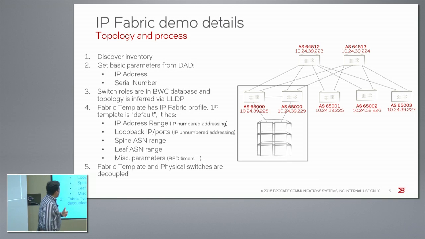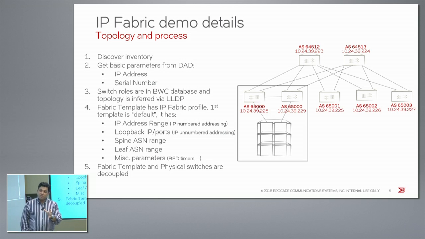There are different parameters such as IP address range, if it's IP numbered addressing, or different parameters for unnumbered. So pretty much your usual IP fabric type parameters: AS range for the spine, AS range for the leaf, and then other miscellaneous parameters. And I'll show you a sample demo of the CLI.